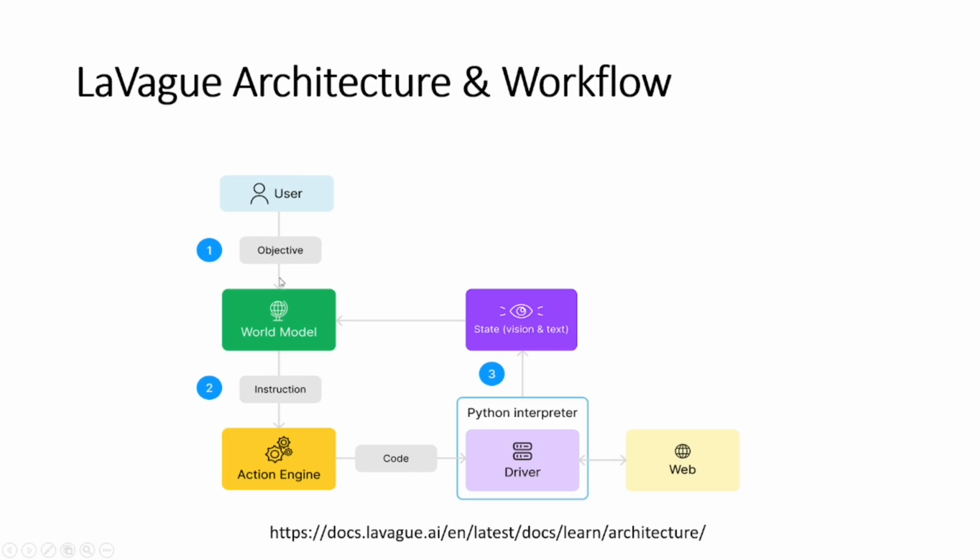First we will pass our goal objective, basically the global goal, and then that objective will pass to the world model. The world model, with the help of the objective and the current state of the web page that has been passed to the driver, will take these two and generate some instructions. Those instructions will be passed to the action engine, and the action engine will basically convert that instruction into code, and then that code is again passed to the driver.